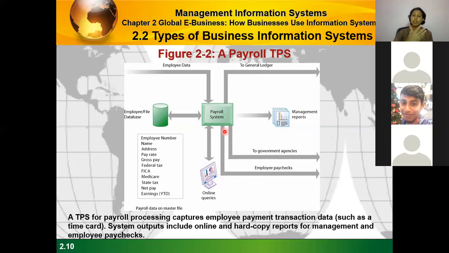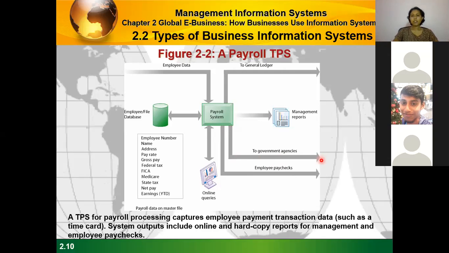So you can see now, in the earlier slide also, we discussed how a TPS or a transaction processing system connects the organization with the external environment. Here, like I mentioned, it provides certain information to government agencies. So that means it's proof that the transaction processing system has connections with certain parties in the external environment of the business as well, right?